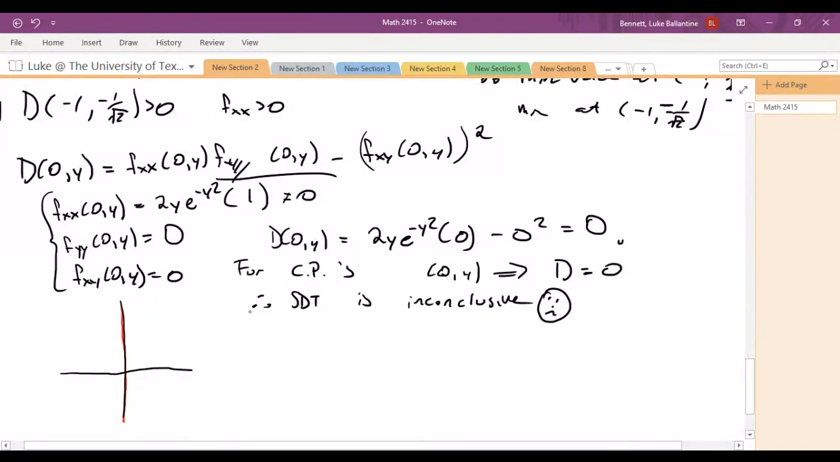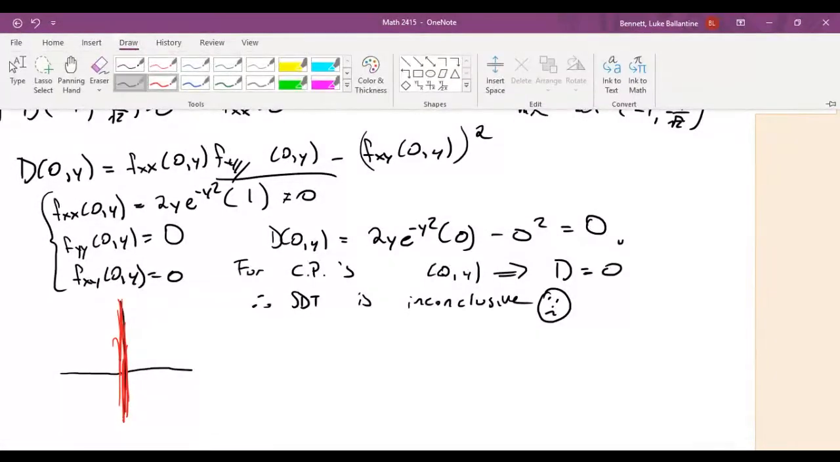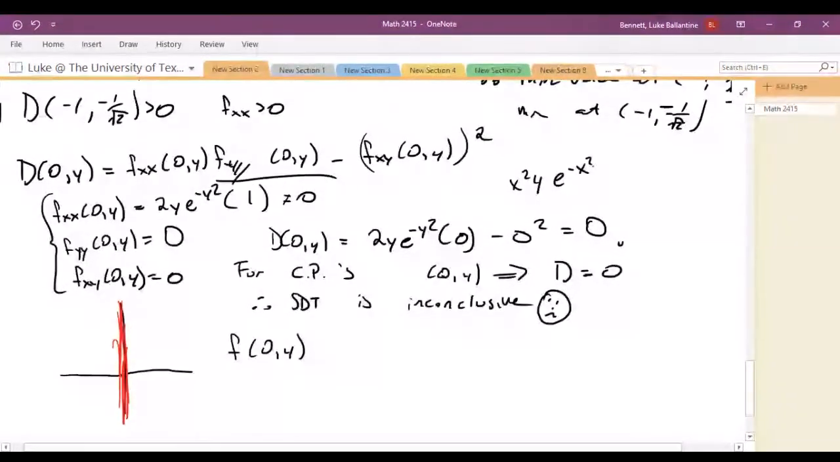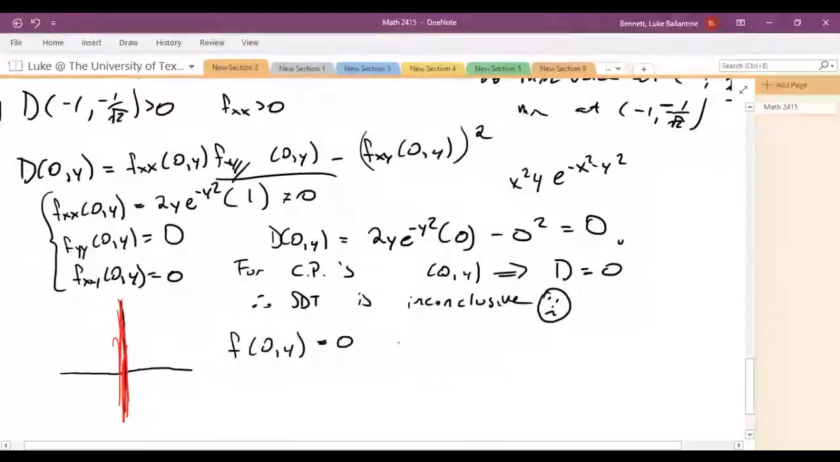So let's examine what the value of f is along this line, along this red line right here. That is, what is f of 0 comma y? Well, remember, f of x, y was x squared y e to the negative x squared minus y squared. So this equals 0 for all y in R, right? Because of this guy right here, x squared. 0 squared times any real number is always 0. So the function value at these critical points is 0.